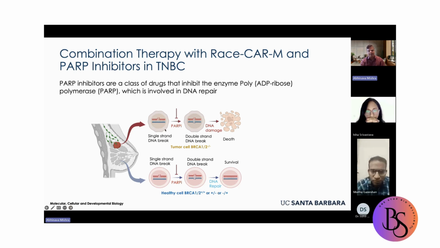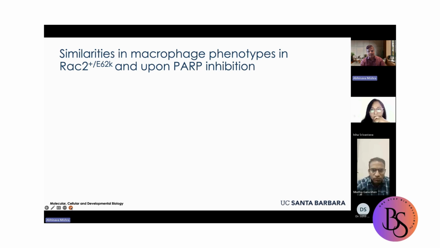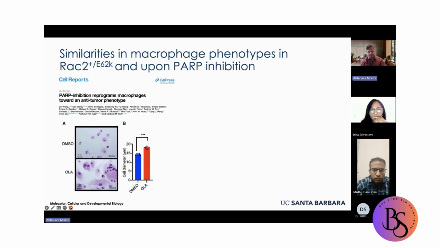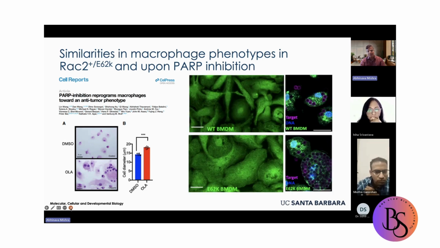But if you have a PARP inhibitor in a cancer cell, that can lead to a double-strand break. Since these are also BRCA mutant cancers, they cannot repair this double-strand break. So they will only kill the cancer cell and spare the healthy cells. A paper was published showing that if you treat macrophages with olaparib, a PARP inhibitor, these macrophages become bigger and can ingest more material. And we see the same thing in the RAC macrophages. So it was rational for us to combine the PARP inhibitor with RAC macrophages and see if they can be more effective in cancer killing.